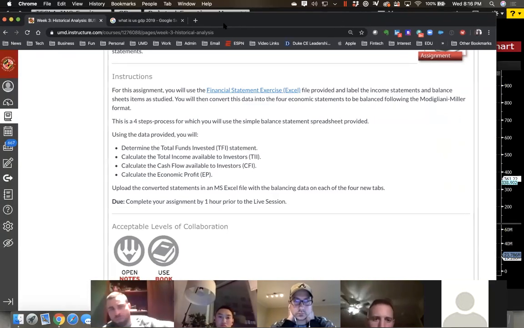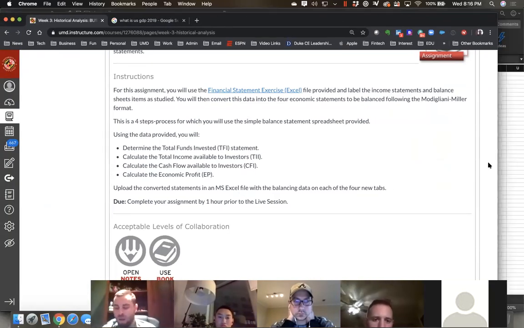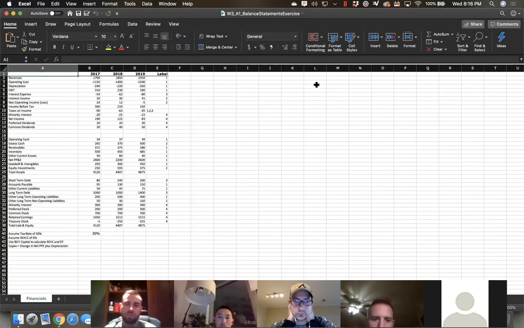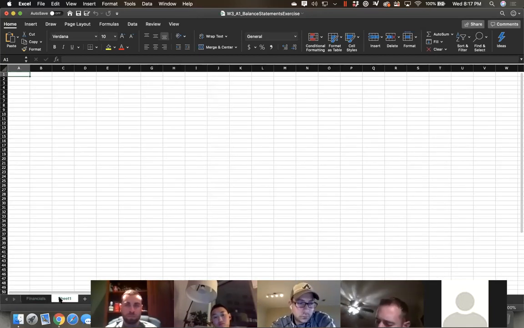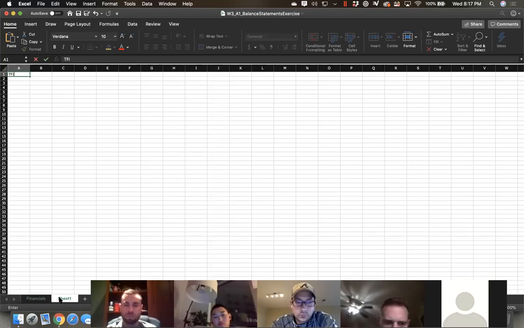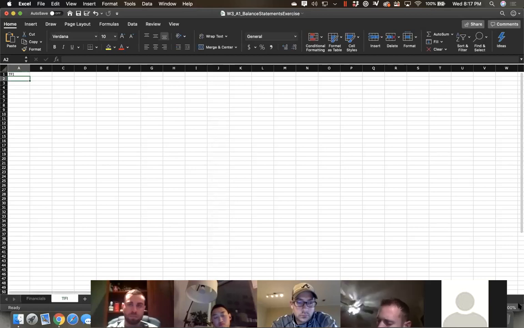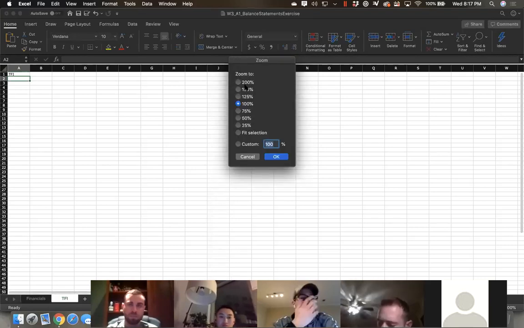You'll download and open this file with historical data, just a random company, income statement, balance sheet data, okay? And what you're going to do is create 4 new tabs. So in your model, you'll name the tab TFI, and that is going to be the rearranged balance sheet.